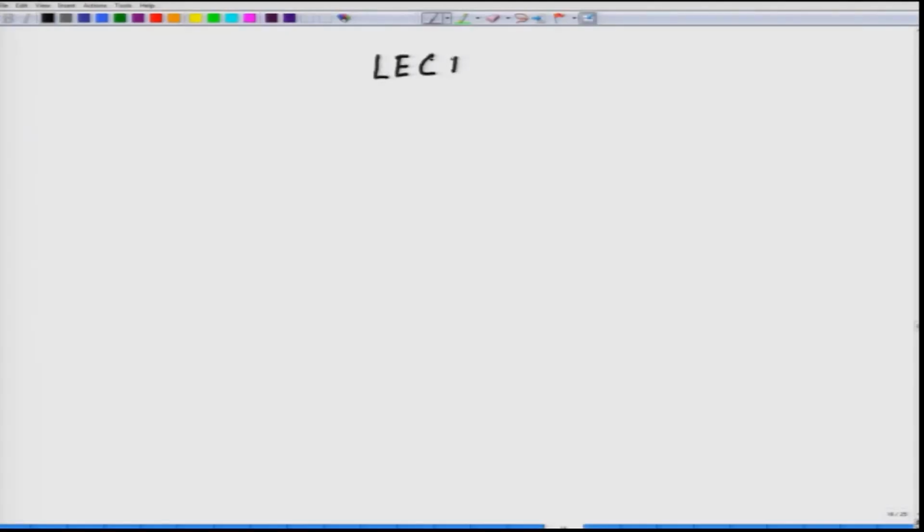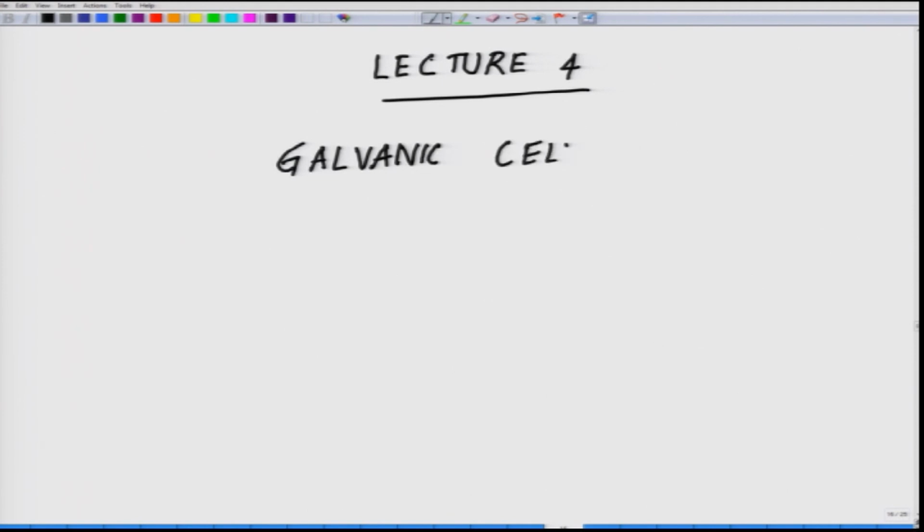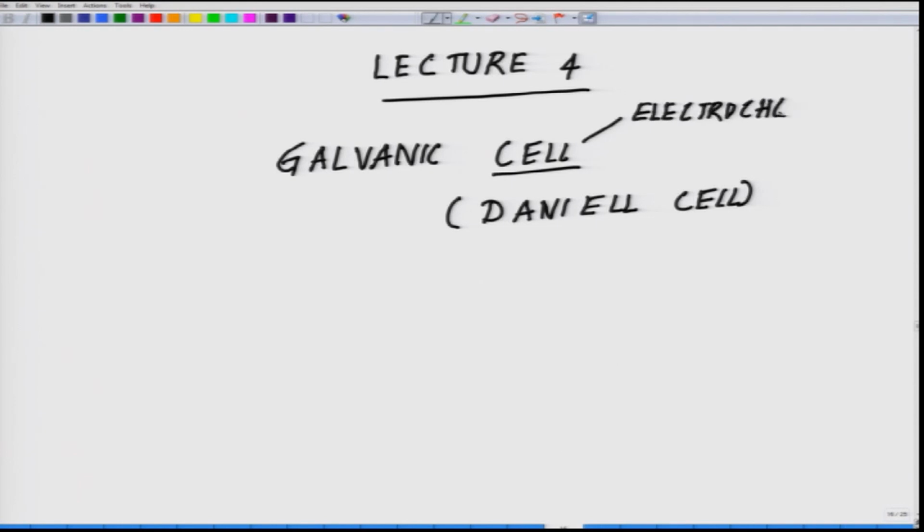Lecture 4. So, today our topic is galvanic cell, which is sometimes also called Daniell cell. Okay, you may come across this word, so do not get perturbed when you see this word, Daniell cell. And this is not a biological cell, this is the electrochemical cell.